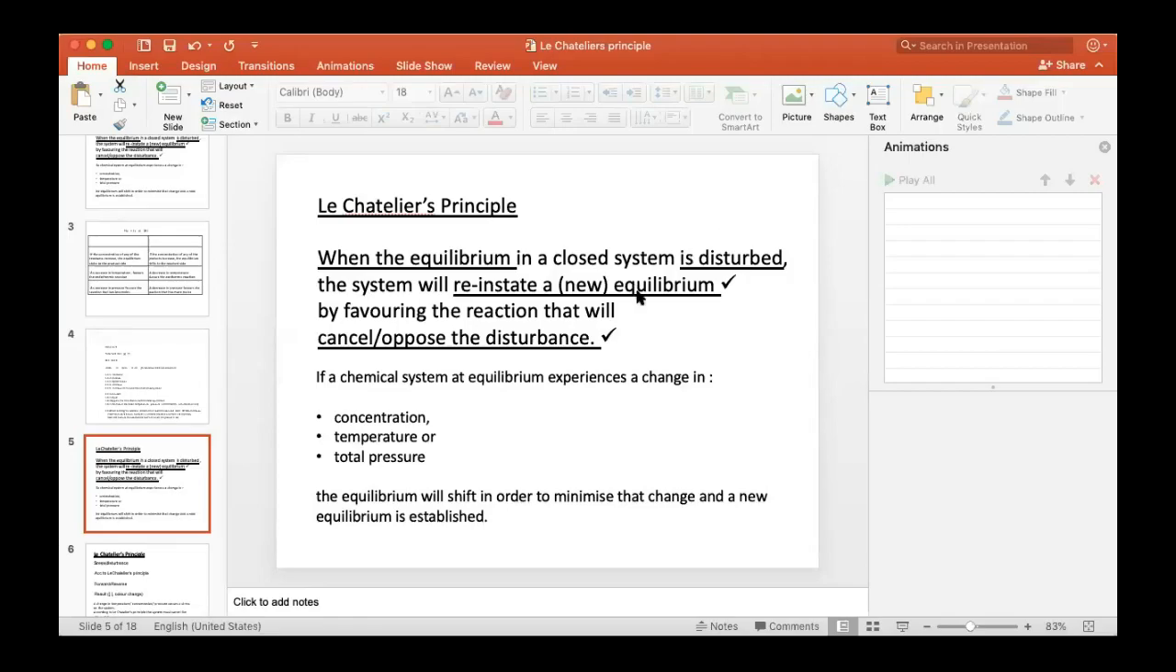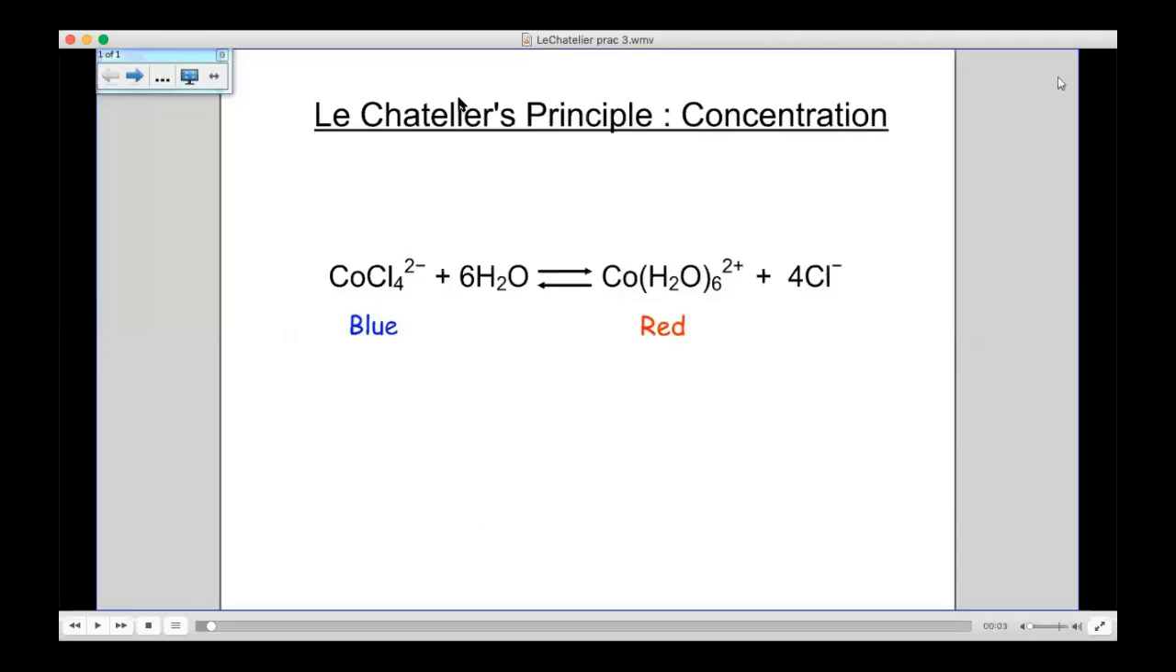Today what we will do is look at Le Chatelier's principle, do a small experiment, and then discuss the changes in equilibrium and how they affect the equilibrium accordingly, all right? So let's look at our experiment first.